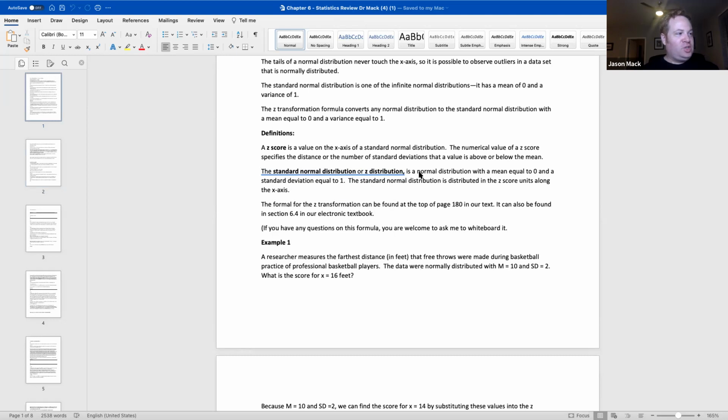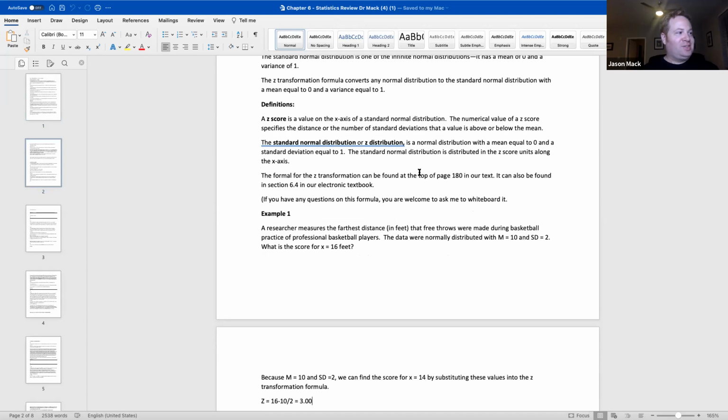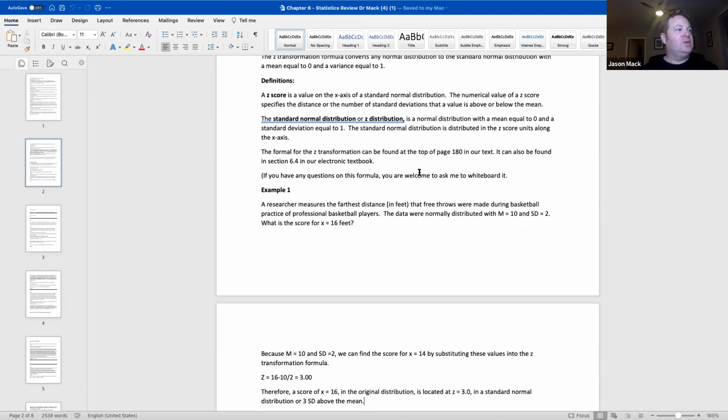The formula for the Z transformation can be found at the top of page 180 in our text. It can also be found in section 6.4. Try the textbook. Actually, yes, 5.4. Well, let's not worry about where that's located right now.